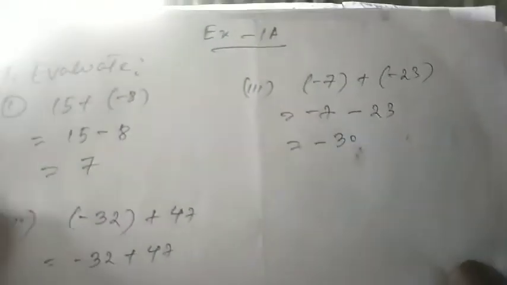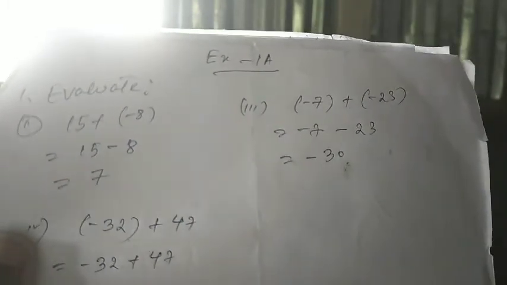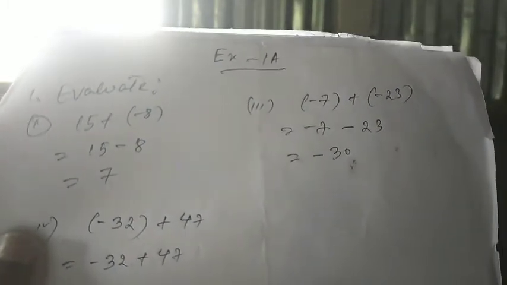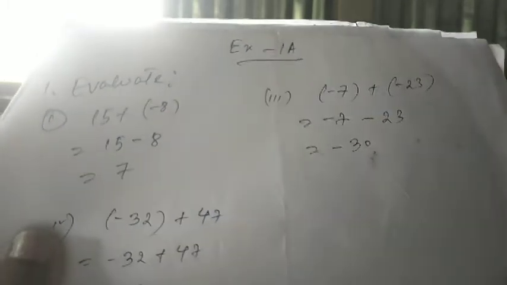When there are two positive signs in front of two numbers, we have to do addition, and the sign will remain plus. Now let us know about the bracket sign. When there is a bracket between two signs, the bracket acts as a multiplication. Minus into minus will give you a positive sign. And when there is a bracket between a plus sign and a minus sign, it will give you a negative sign. For example, 15 plus bracket minus 8.